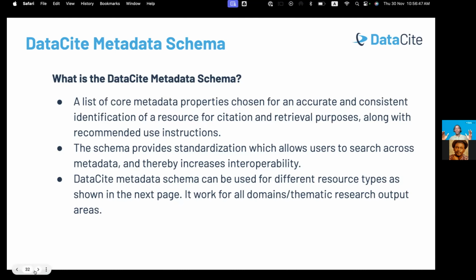It's a list of core metadata properties chosen for an accurate and consistent identification of a resource so that you can cite it, you can retrieve it, along with the recommended use and instructions so you won't abuse it. The schema provides standardization, which allows users to search across metadata and thereby increases interoperability. DataCite metadata schema can be used for different resource types, and I will show it in the next page.